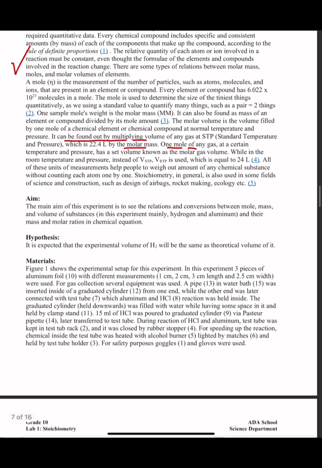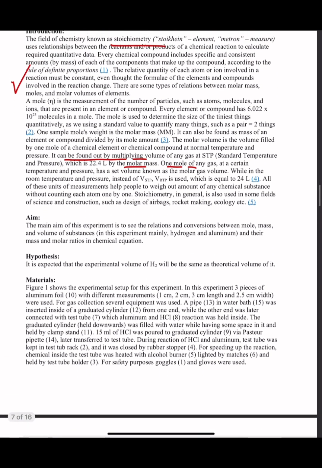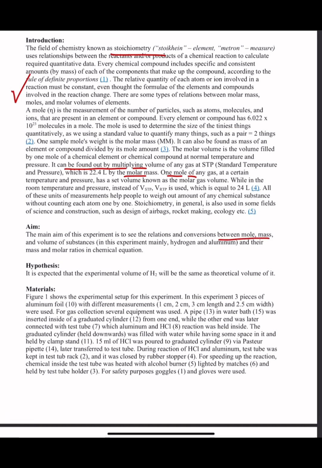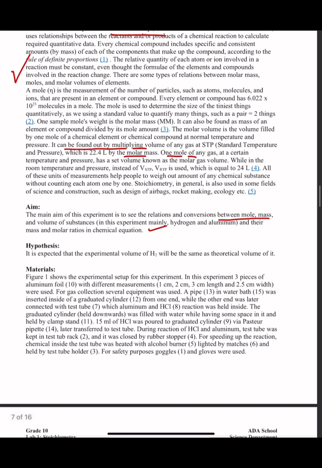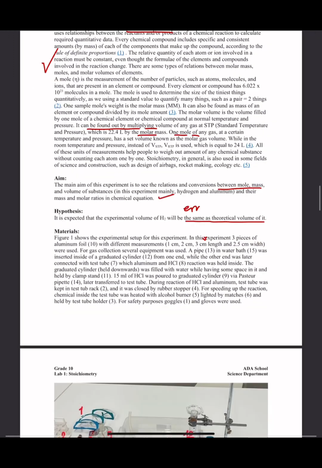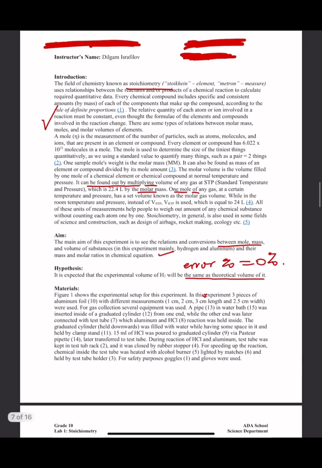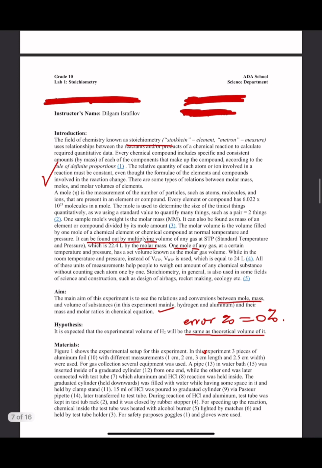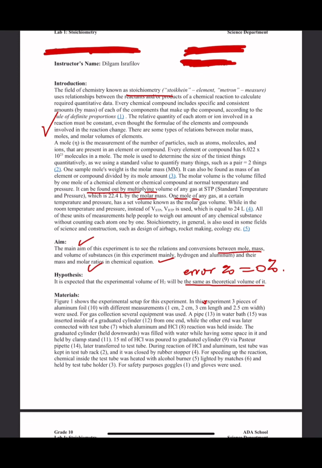Okay, so on this part, the main aim of this experiment is to set the relations, conversions between moles, and this is quite good. And then it's expected that the experimental volume of H2 will be the same as the theoretical volume of it too. So in here they made the hypothesis saying that the error percentage would be 0. To be honest, this is not really possible as a hypothesis, but still it's acceptable. So I'm gonna give this point 10 out of 10 for here.